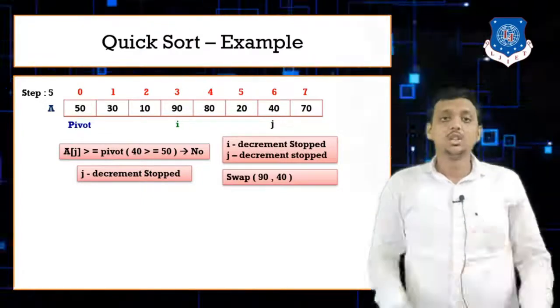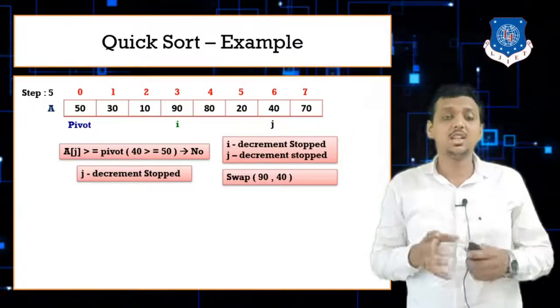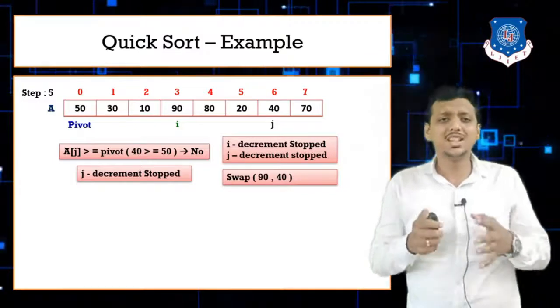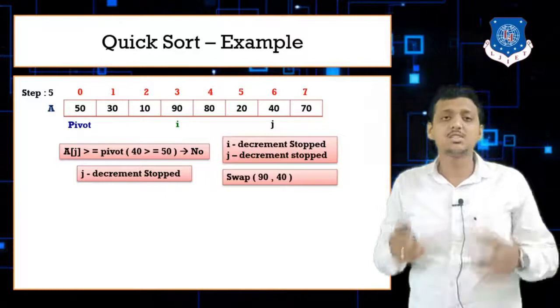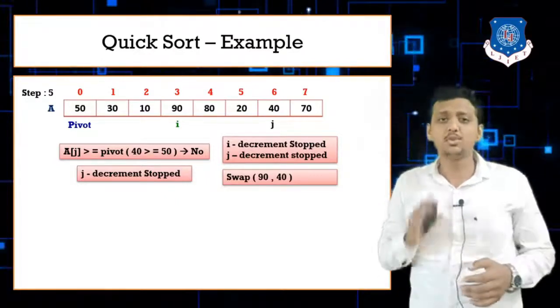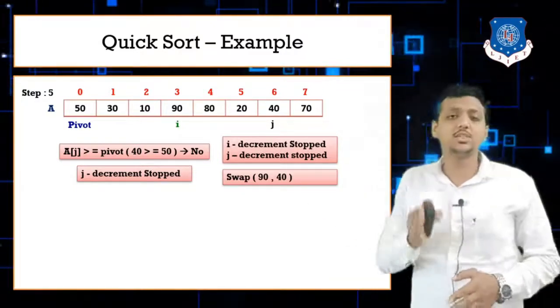Yes again. So what happens over here? I is stopped. J is stopped. So what you need to do is apply the swap function over here. Swapping of which values? Swapping of 90 and 40. So 90 will take the place of 40 and 40 will take the place of 90.